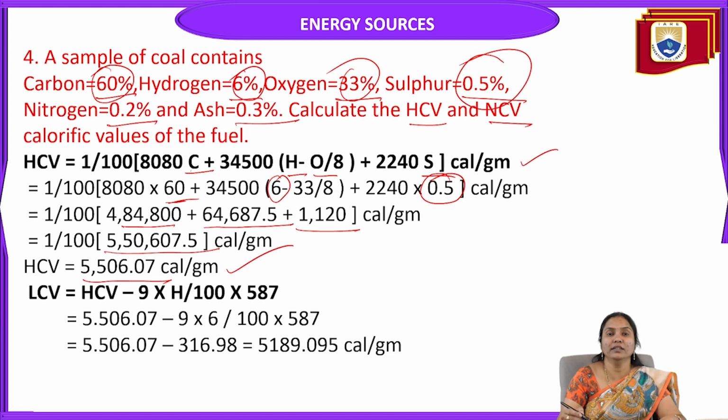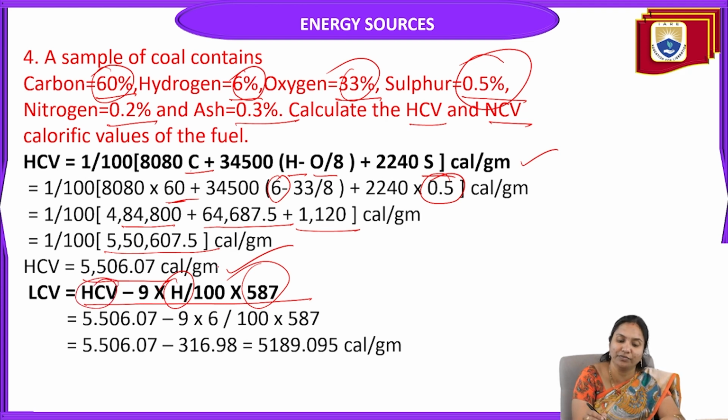Now we'll calculate the lower calorific value of the fuel. So LCV equals HCV minus 9 by 100 H into 587. Here we already know that 587 is the latent heat of vaporization of the water formed. And here H is the percentage of hydrogen present in the fuel. HCV is the high calorific value of the fuel, which is 5,506.07. We just calculated it.